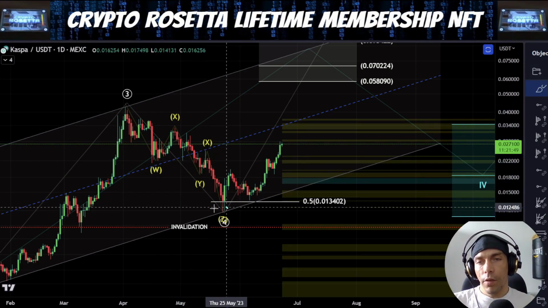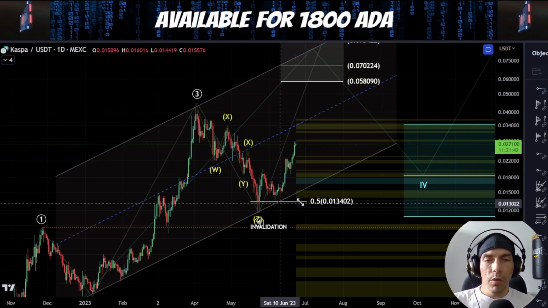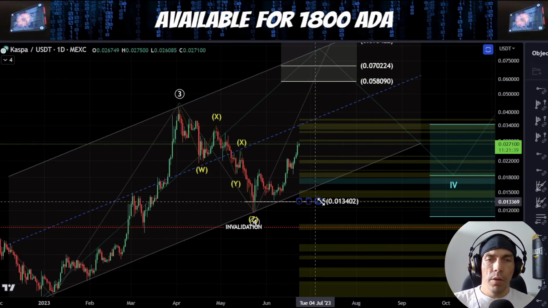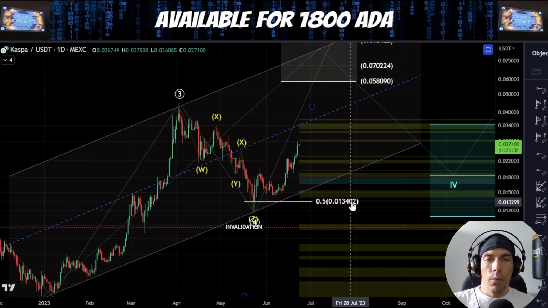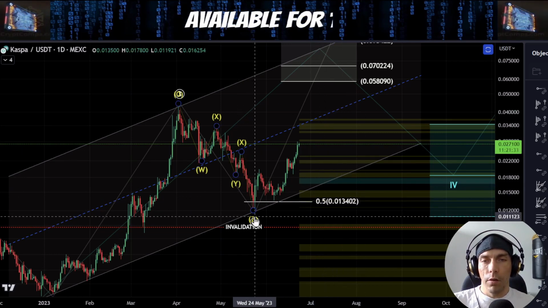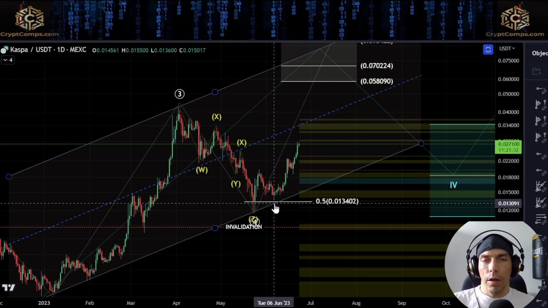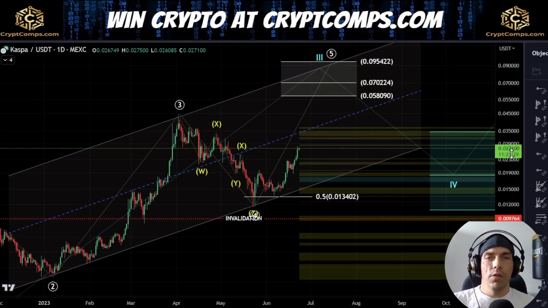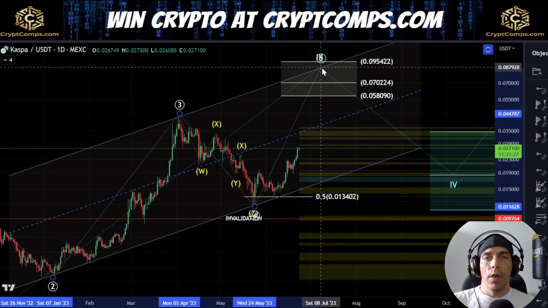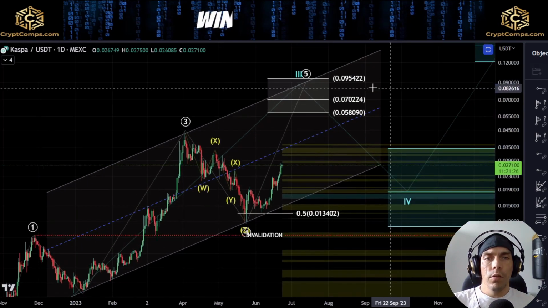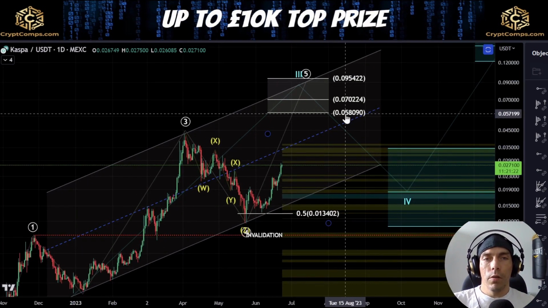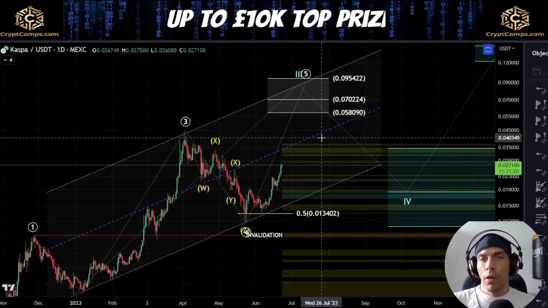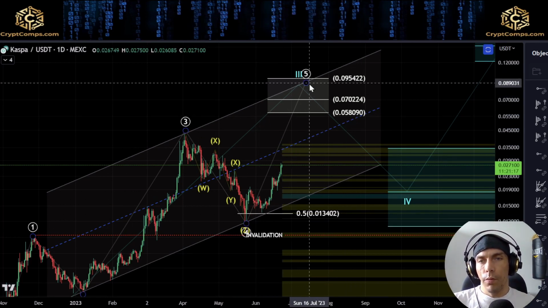Now, if this is the case and we have this as a 4th wave, we've come down into a typical zone already, which would be here the 0.5, which is sitting towards a 0.13402. So because we actually came down into there and we actually managed to get back above this, we have the potential that we could actually be looking for a 5th wave to the upside, in which case this would be looking to target out this zone of this 0.95422 to this 058090. So this would be looking for that possibility of a fifth wave to the upside.